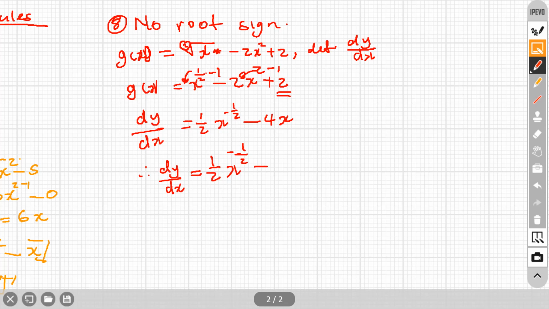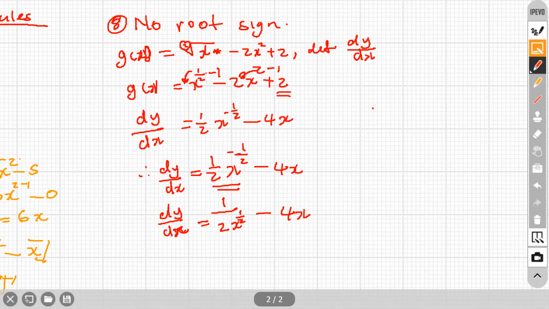2 minus 4x. Okay, I know mathematicians or people who know maths will argue that we don't leave it like this, because it can also be written as dy over dx is equals to, I think it's 1 over 2 to the power 2 times x to the power of 1 over 2, then minus 4x.